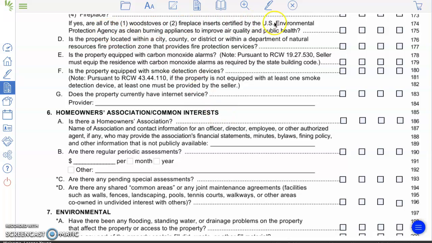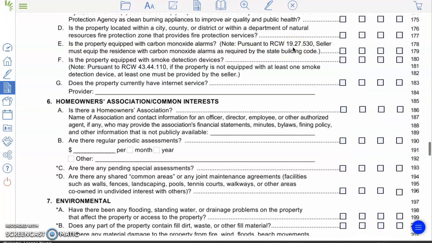If yes, basically they want to know if they are certified by the U.S. Environmental Protection Agency as a clean burning appliance. A lot of people just don't know this, and so that is totally fine. Is the property located within city, county, or district, or within a natural resource fire protection zone? So if you don't know, you could say don't know, unless you're really in a rural property. My guess is it probably is, but again, you want to make sure you're answering it just to the best of your knowledge.